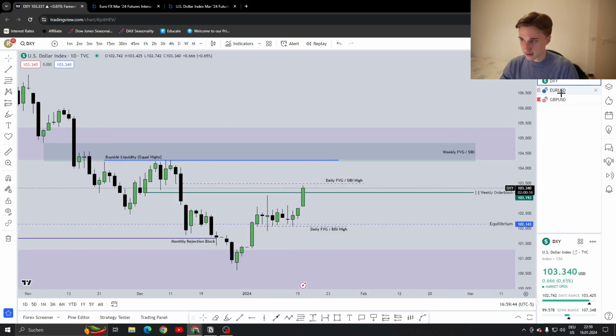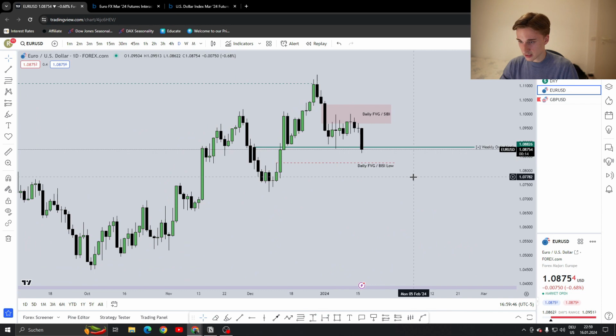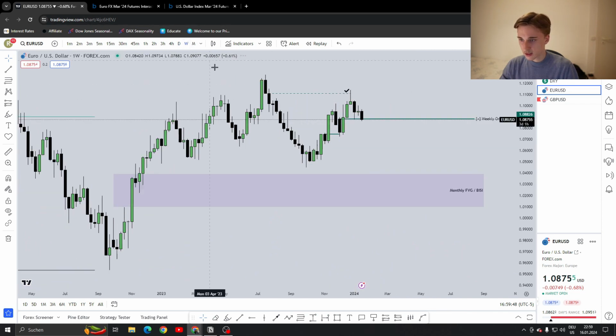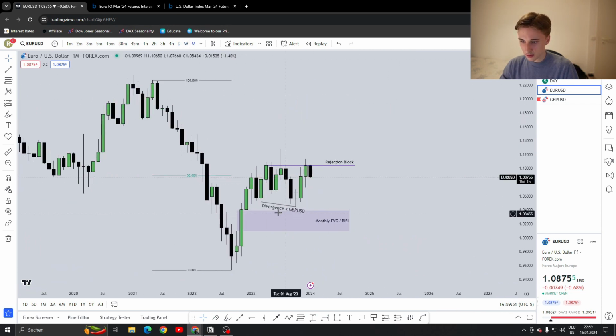So now let's look at the EURUSD. Same thing goes there. We can start off with the weekly chart, monthly chart, nothing significant. Also an equilibrium price point right here. As you can see, we're trading around this level.